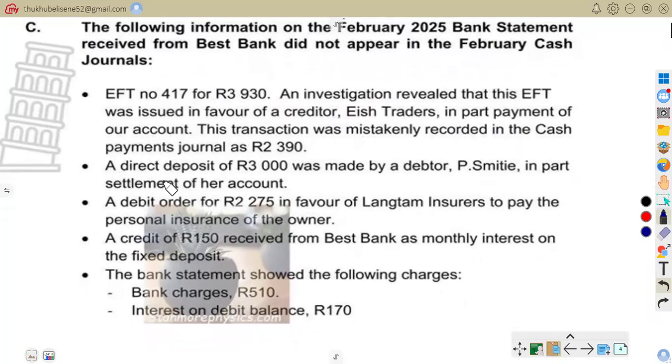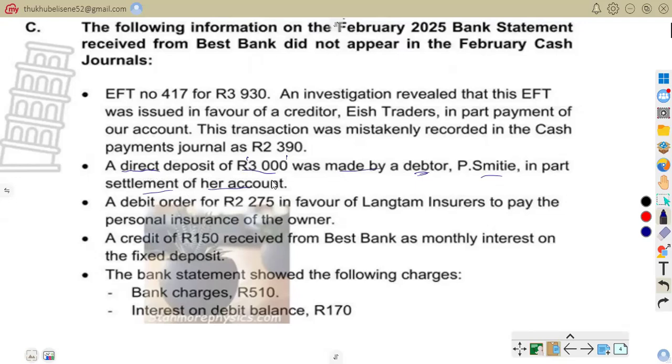You can see now a direct deposit. As it says, a direct deposit of 3,000 was made by a debtor, P. Smithy, in part settlement of her account. So we received 3,000 from our debtor, P. Smithy, as a settlement of her account. That is our data, good people.